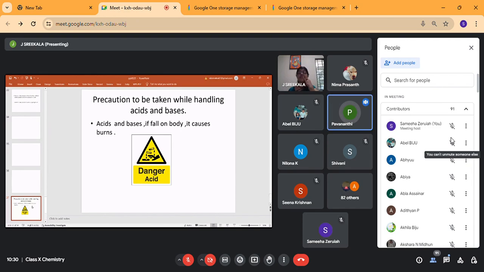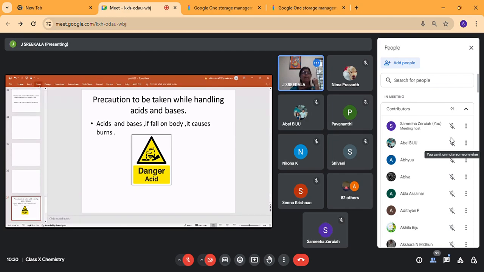We must use good test tubes made of glass. We call it borosil, the short form of borosilicate. That glass is made up of the material called borosilicate. So borosilicate glasses are to be used.